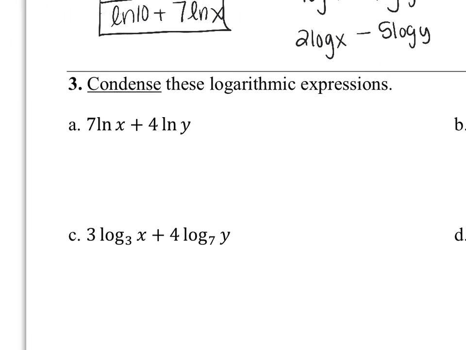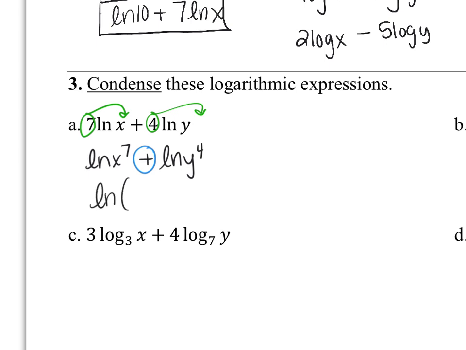Okay, condense these logarithms. So now we're going to go the other way. So first, we'll take any coefficients that we have and move them to an exponential position. So natural log of x to the 7th plus natural log of y to the 4th. And then because we have addition, we can condense these logs using multiplication. So we'll do the natural log of x to the 7th times y to the 4th. Because they're right next to each other, it is implied multiplication. You don't have to put a times sign.